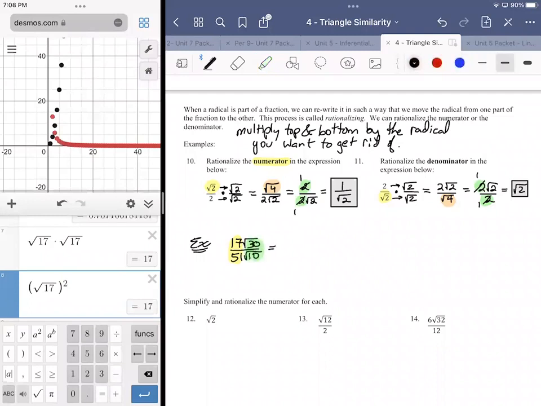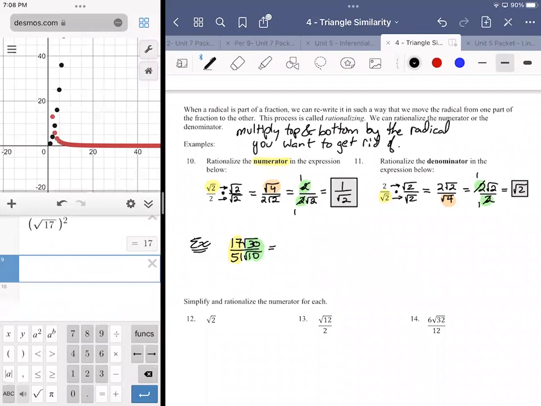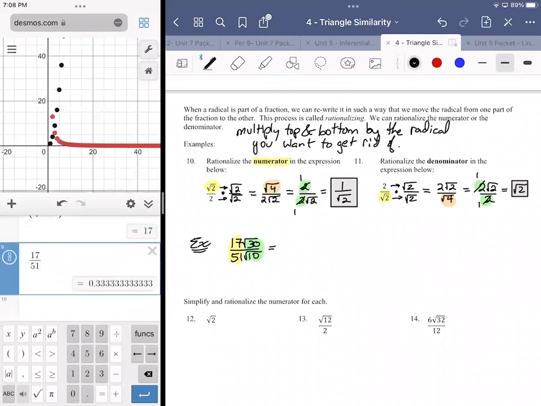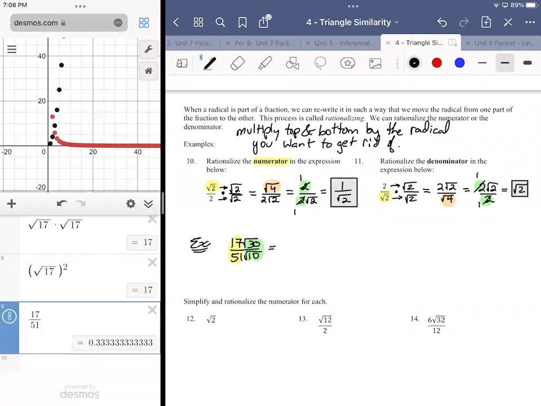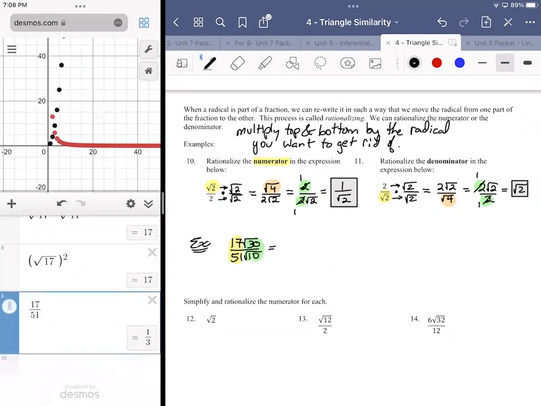All right. So I would create a fraction of just the rational numbers, just the ones that don't contain the radicals, 17 and 51. It'll give me a decimal, but that little icon next to it in the blue there says that there's a fractional equivalent available. So I just tap on that and it'll convert it over into the simplest fraction form. So it's saying that I can replace the 17 over 51 with a 1/3, right?